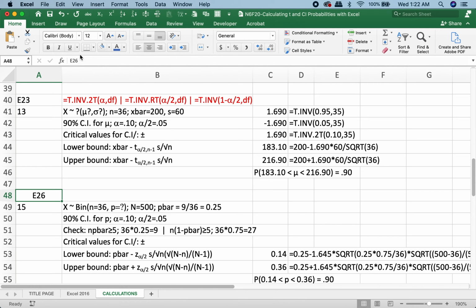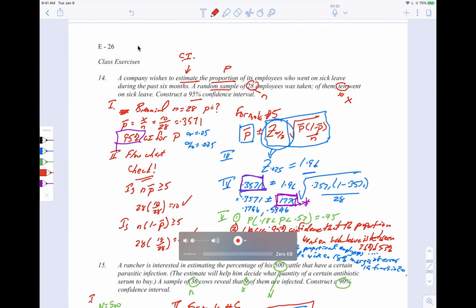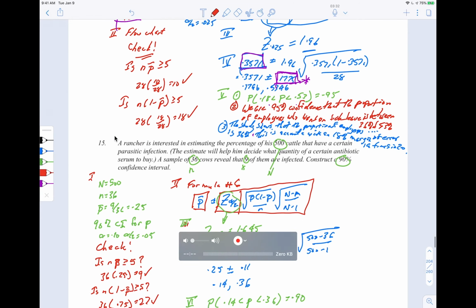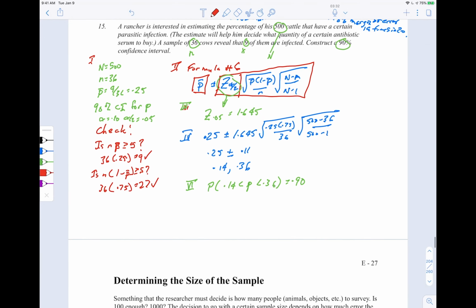There we go. Number 15. Let me just take you there. E26 number 15 is this guy here. A rancher is interested in estimating. Whenever you see the word estimating, we know that we're talking confidence intervals.